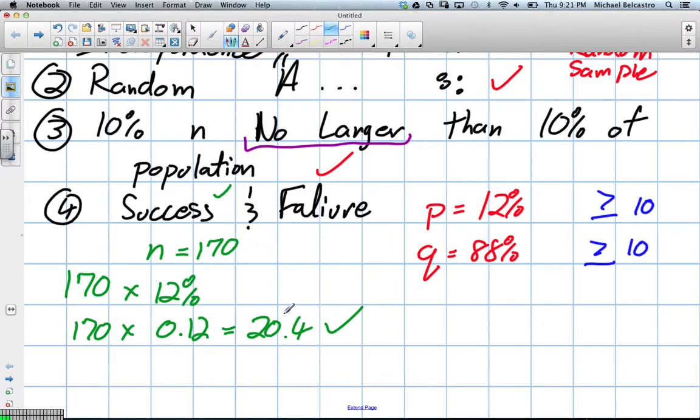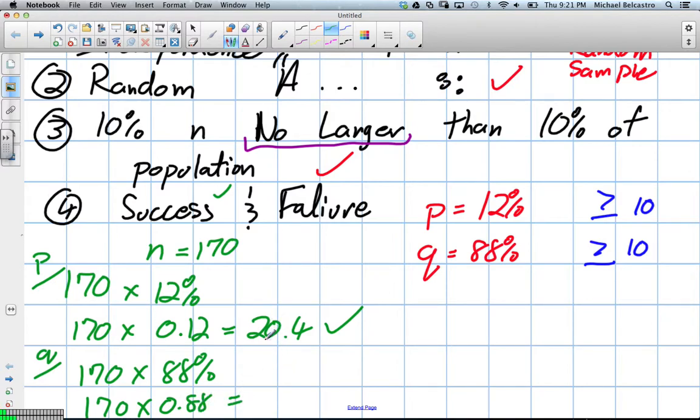We just have to get a number larger than 10. We have to make sure there are going to be more than 10 successes. And then we do the same thing with Q, same idea: 170 times 88%. Is this number going to be greater than 10? Oh, yeah, for sure. This number is 149.6. So we will get more than 10 failures. Good. Those are all of our checks, which allow us to now make a model.